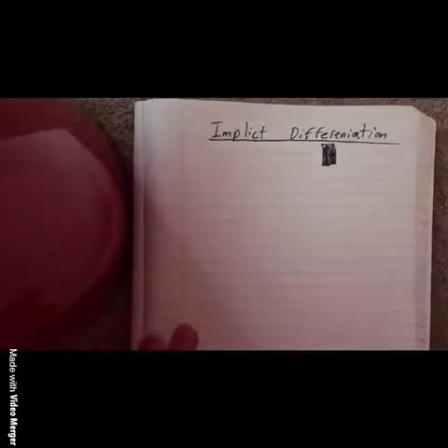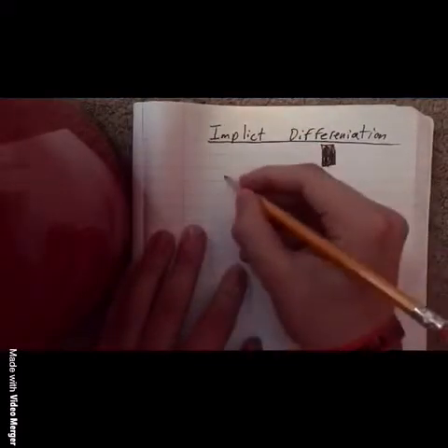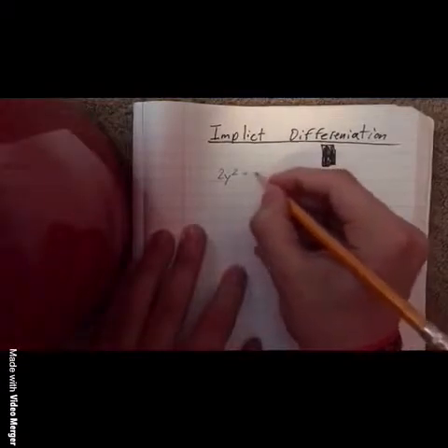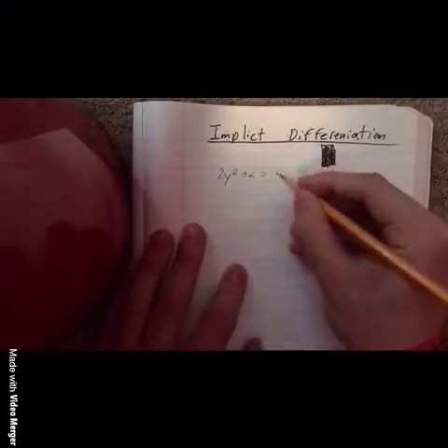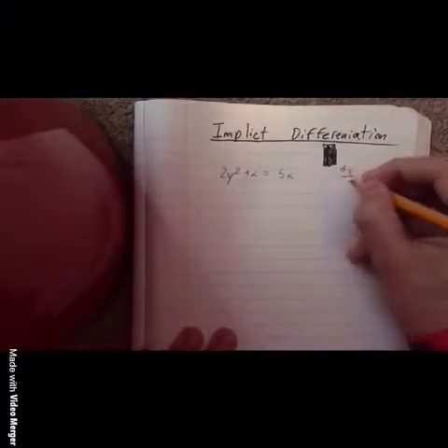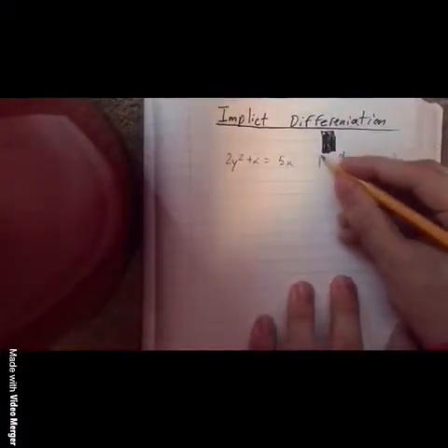Implicit differentiation is when you're trying to find dy over dx of any given equation. For example, you might have an equation like 2y squared plus x is equal to 5x. You want to find dy over dx, also known as y prime. Find it.